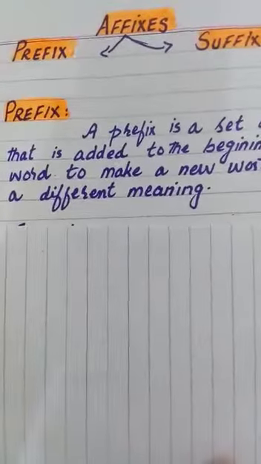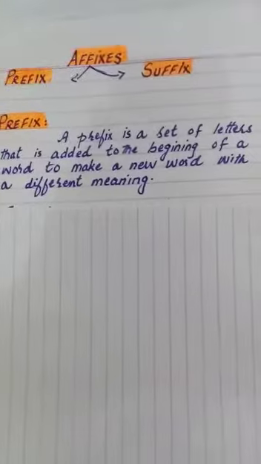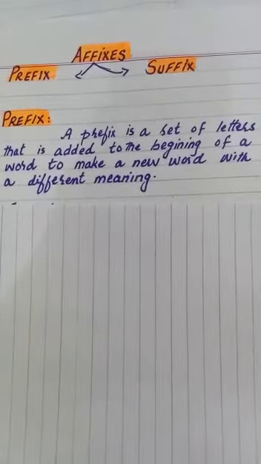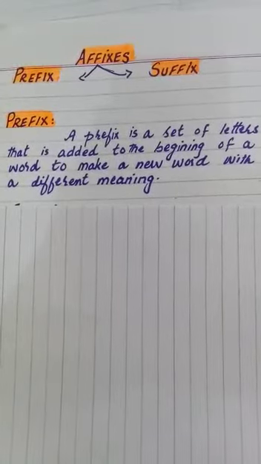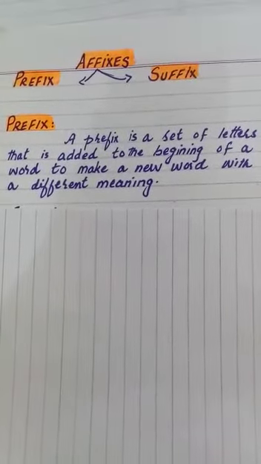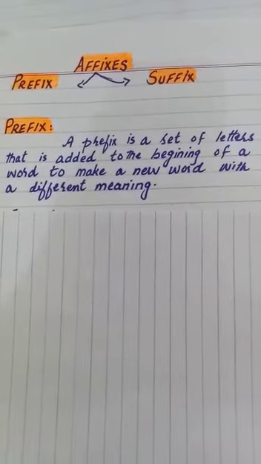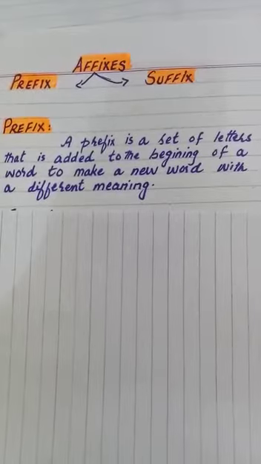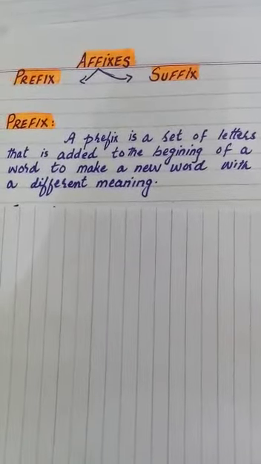See the complete definition of prefix here. A prefix is a set of letters that is added to the beginning of a word to make a new word with a different meaning. This is the same definition which I read on page number 18. A prefix is a set of letters that is added to the beginning of a word to make a new word with a different meaning.